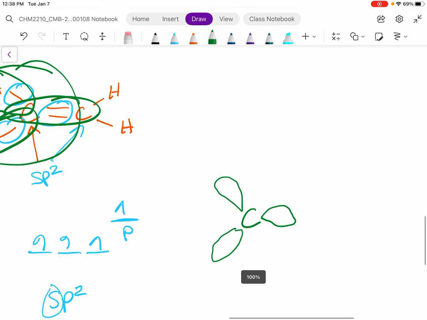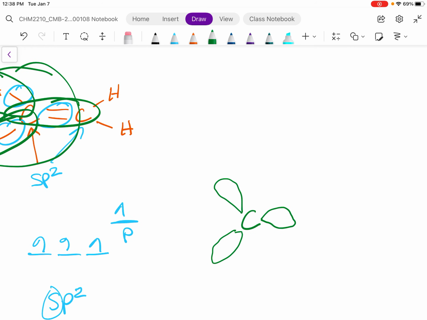Okay, so that's our carbon. But where's that p orbital? Where's this p orbital going to show up? Well, that p orbital is going to be perpendicular to those 3 sp2 hybridized orbitals. What do I mean by that?